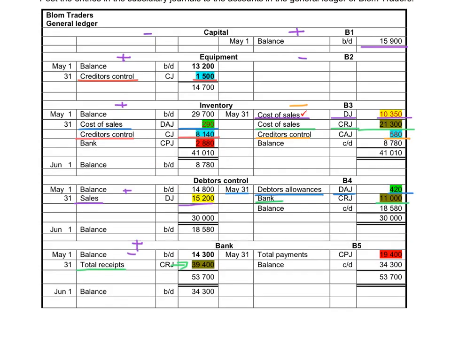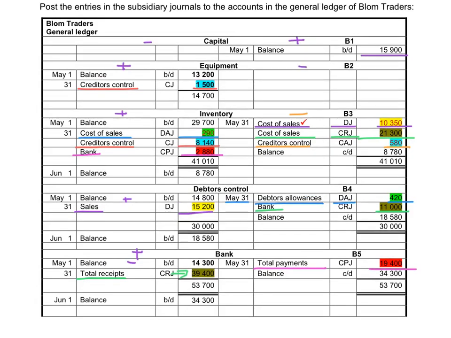In the inventory account, we will also debit the inventory account with the total inventory purchase, indicating the double entry on the credit side of the bank account, and in the bank account we will show total payments or sundry accounts to indicate that this 19,400 appears on different accounts on the debit side. After we recorded all the entries, we will balance the accounts.